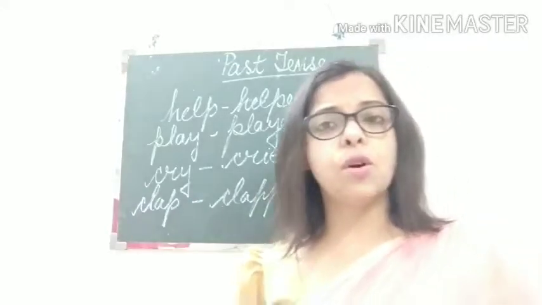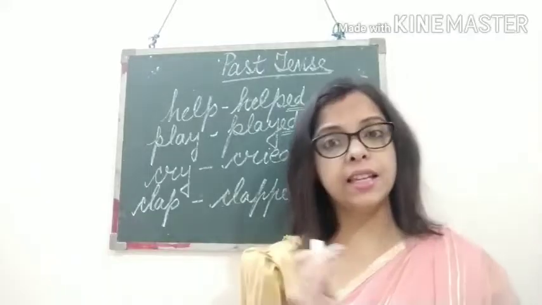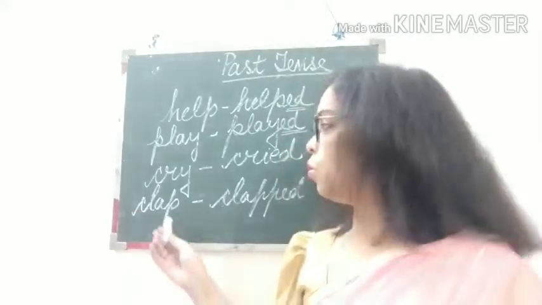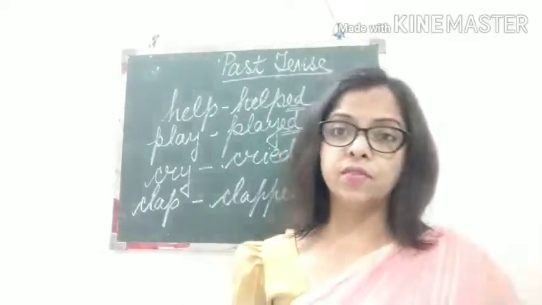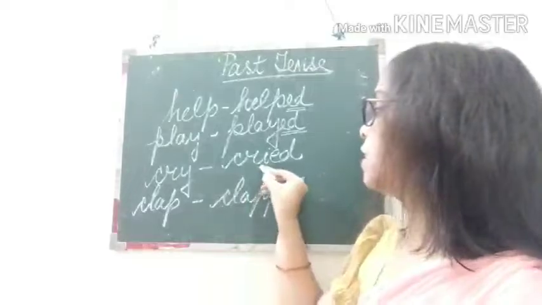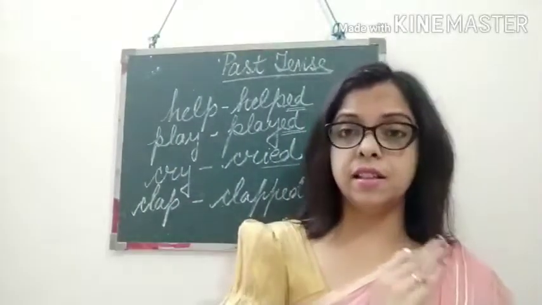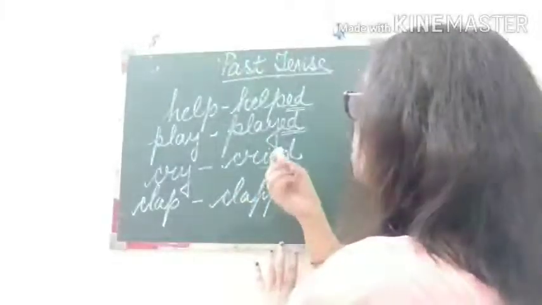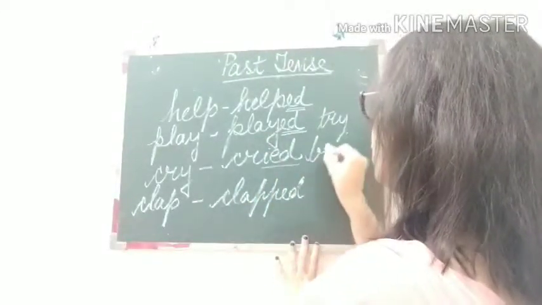And as we saw in present tense that we drop y and add ies, similarly here also, when the word ends with y, we just drop y and add ied to it. Like cry becomes cried. I cry, I cried yesterday. Or similarly, if you take the word try, then try becomes what? Tried.